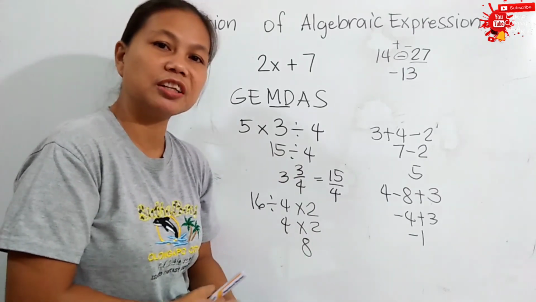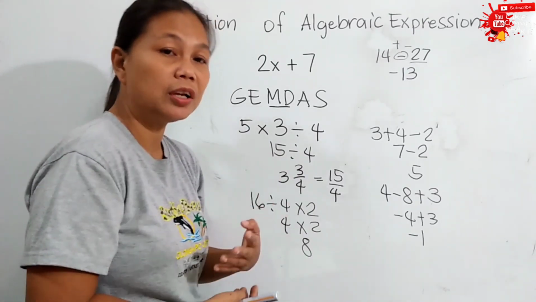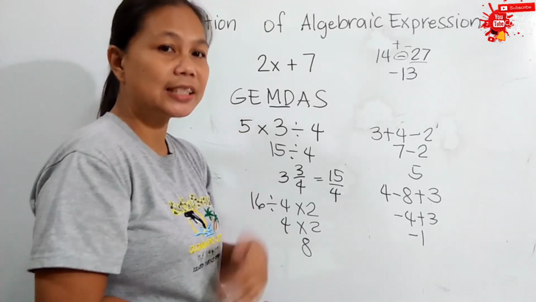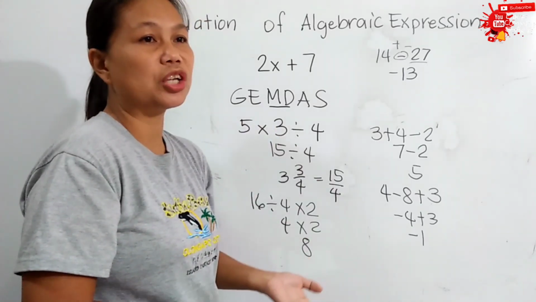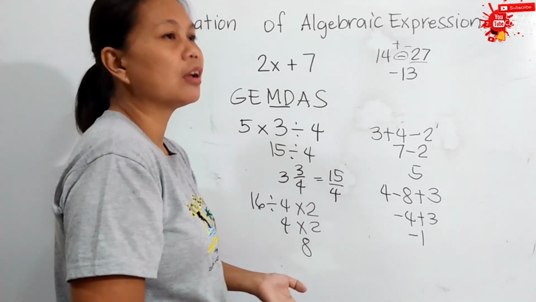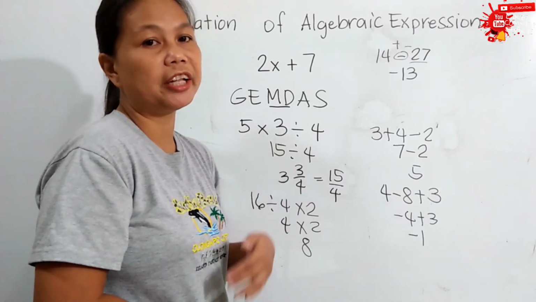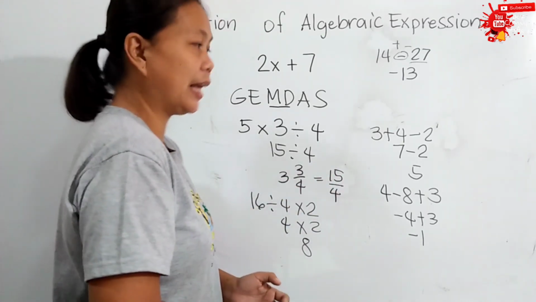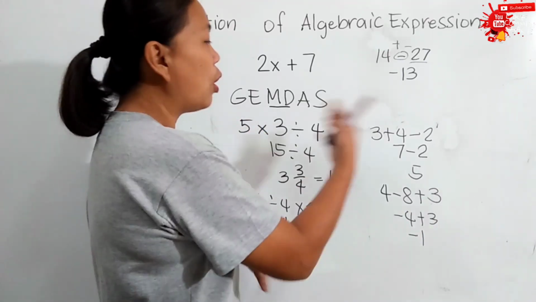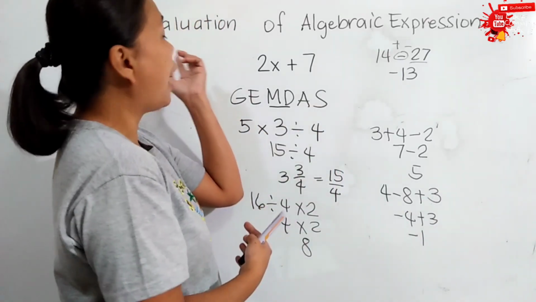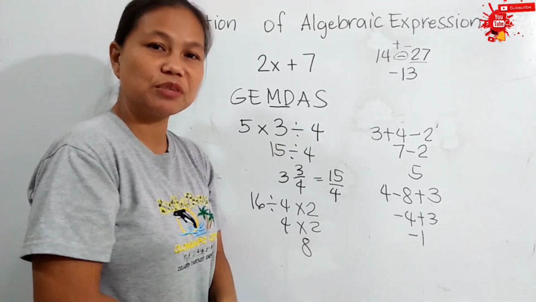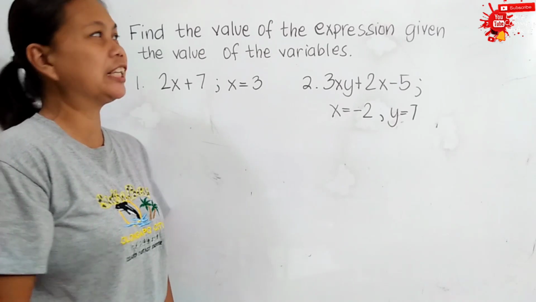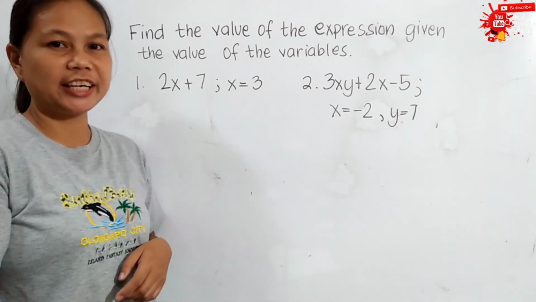Now for multiplication and division, we have the same rule. If we are multiplying or dividing two numbers with like signs, the product or quotient is positive. Now, if we are multiplying or dividing two numbers with unlike signs, or with different signs, the quotient is negative. We will use all of these concepts when we evaluate algebraic expressions. Now, let us proceed with the example for the evaluation of algebraic expressions.